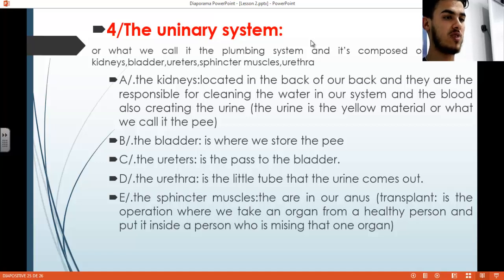B. The bladder is where we store the pee. C. The ureter is the pass to the bladder. D. The urethra is the little tube that the urine comes out of. And finally, E. The sphincter muscles. They are in our anus. Transplant is the operation where we take an organ from a healthy person and put it inside a person who is missing that one organ. And to know, our kidneys can be replaced from another healthy person, so they are replaceable.